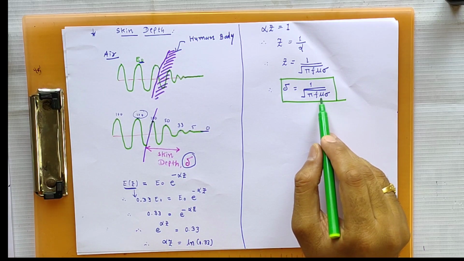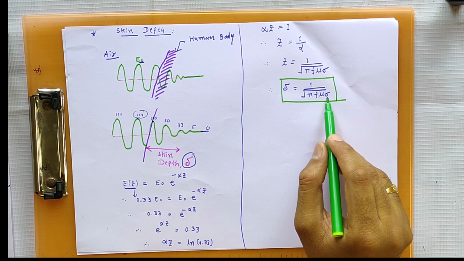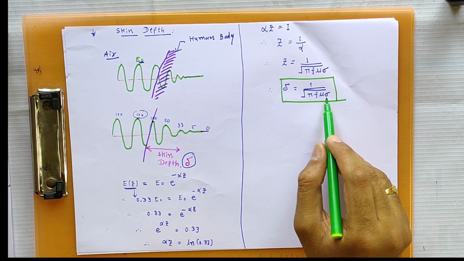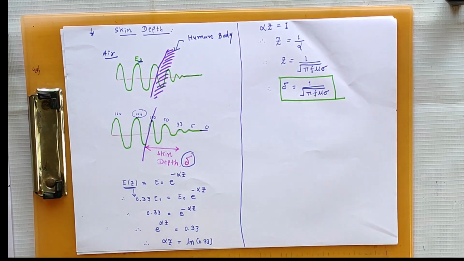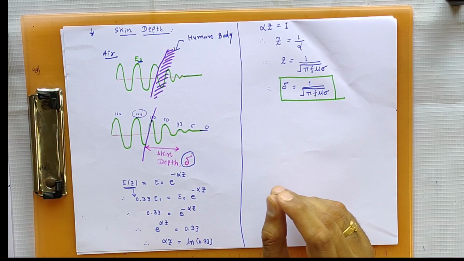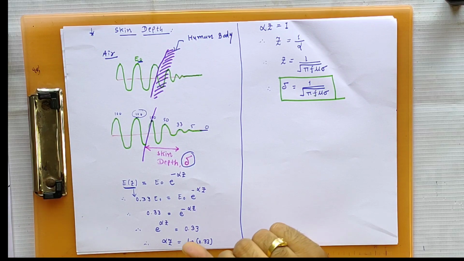It depends on mu. Mu is the permeability of the conductor. Sigma is the conductivity of the medium, or the conductivity of this good conductor. And f, what is f? f is the frequency of the electromagnetic wave.